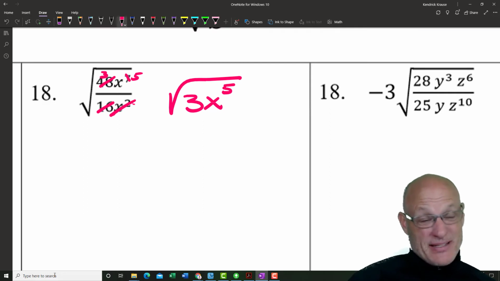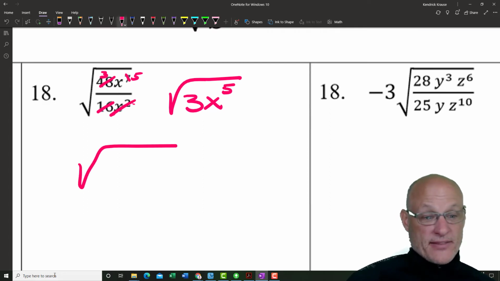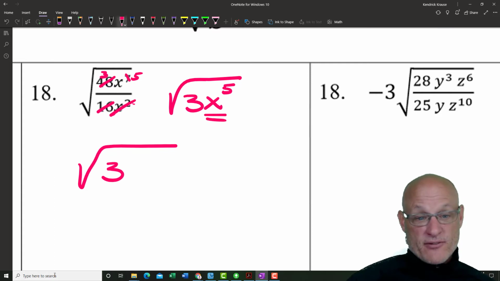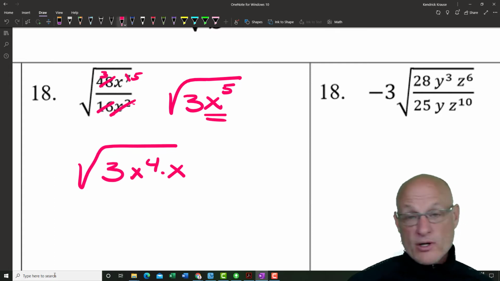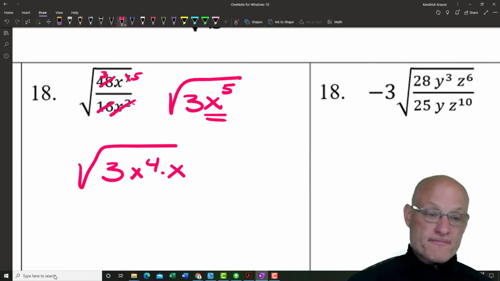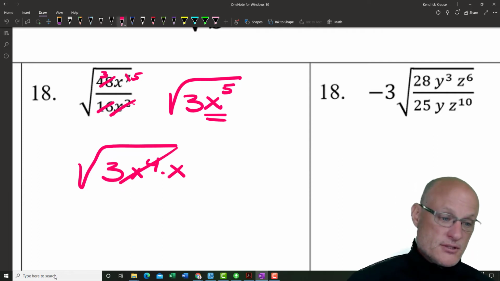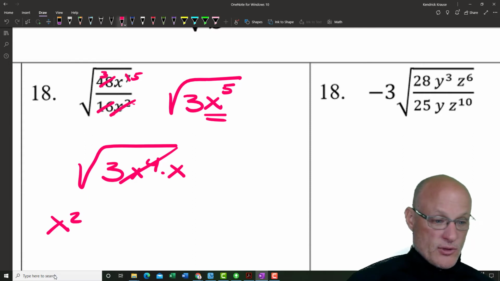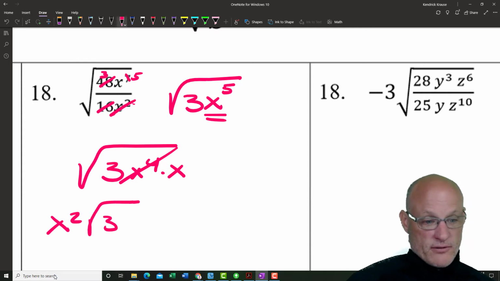Now, that can be simplified. You can't do anything with the 3, but the x to the 5th can be written as x to the 4th times x. And what is the square root of x to the 4th? It's x squared, square roots of 3x.